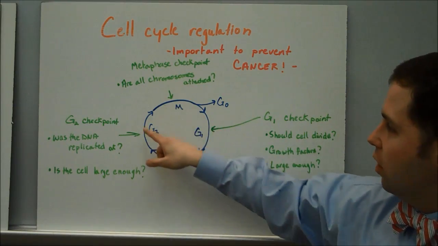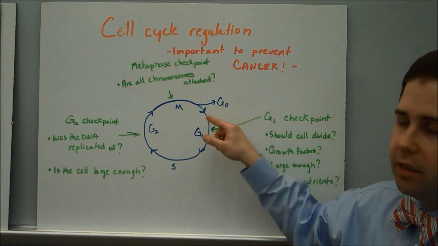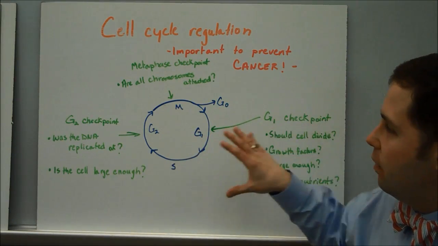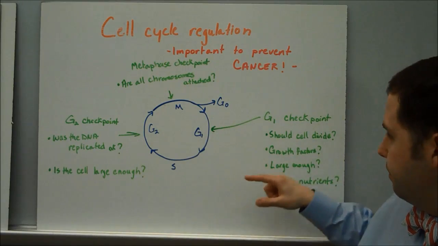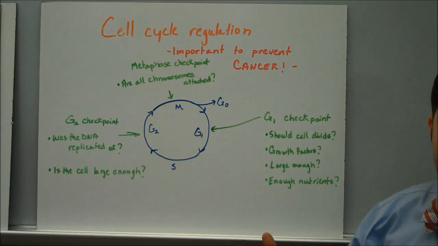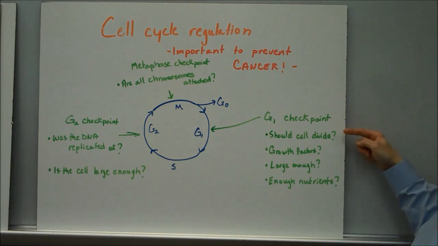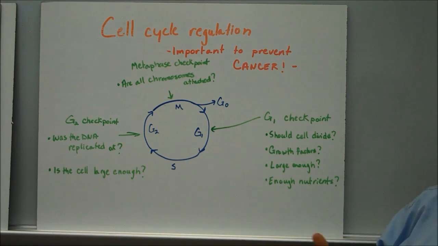So if we look at this normal cycle here, G1, S, G2, M, with the option of going out to G0, we're going to have three major checkpoints that we're going to talk about. The first checkpoint comes during the G1 phase of the cell cycle. And the G1 checkpoint is really asking the question, should the cell divide? The cell is going to decide whether or not it should divide based on some different parameters.